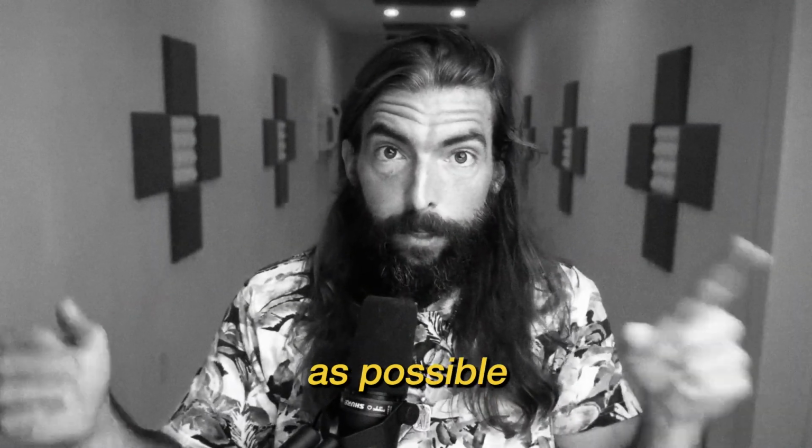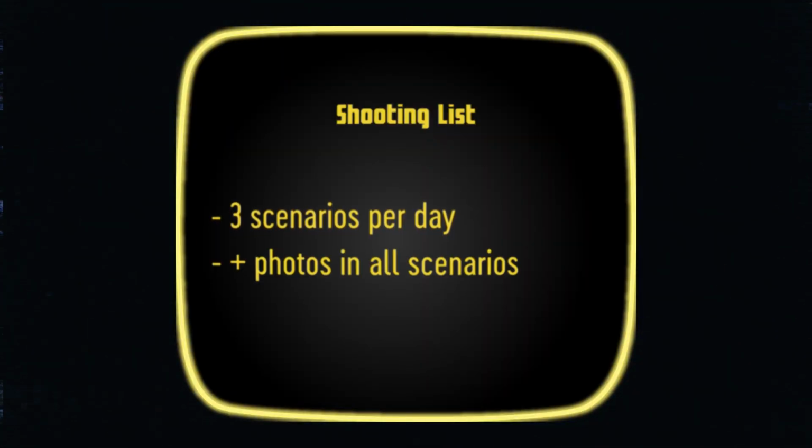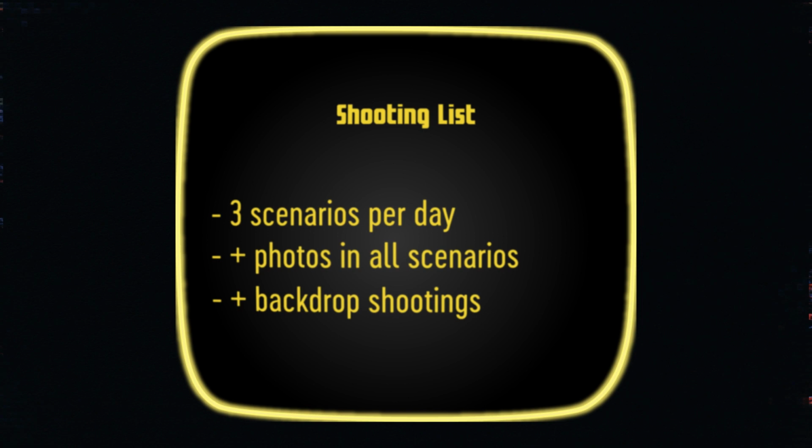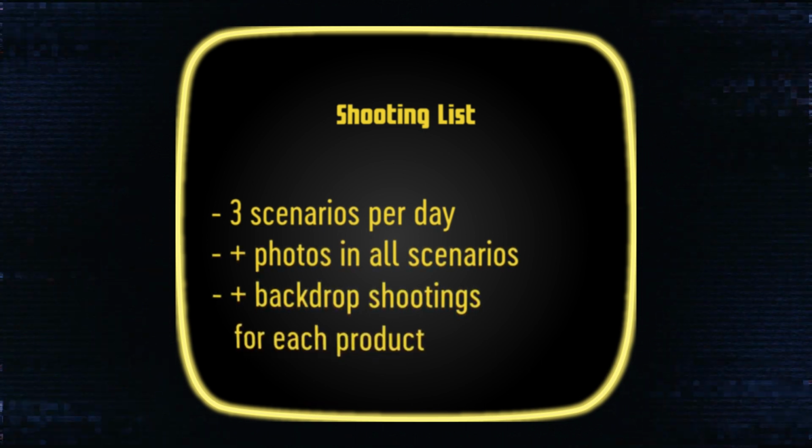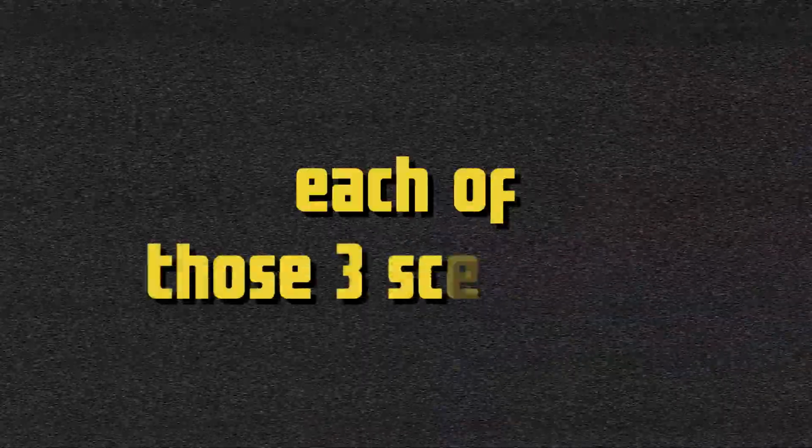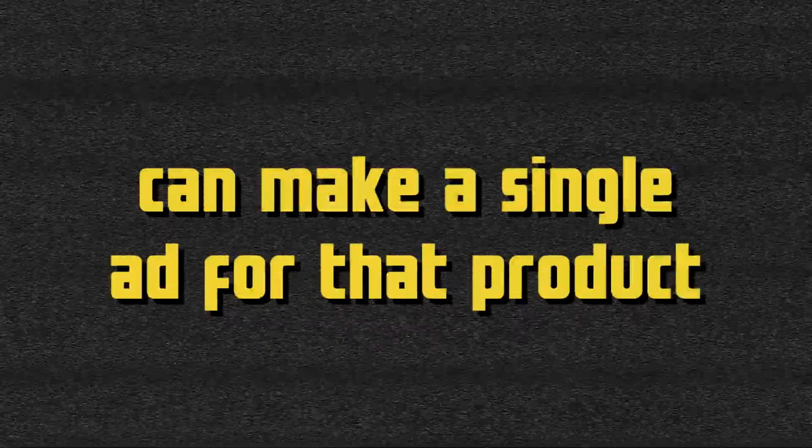What you're going to do is try to map out as many scenarios as possible in one location per day. I believe for the product, you can do at least 3 scenarios per day, plus photos in all those scenarios, plus shoot everything on a backdrop. So you're going to get a white backdrop, a black backdrop, and a colored backdrop, maybe even more. And you're going to shoot a bunch of photos that are really your product photos. Then you're going to have your 3 scenarios. Each of those 3 scenarios can make a single ad for that product.